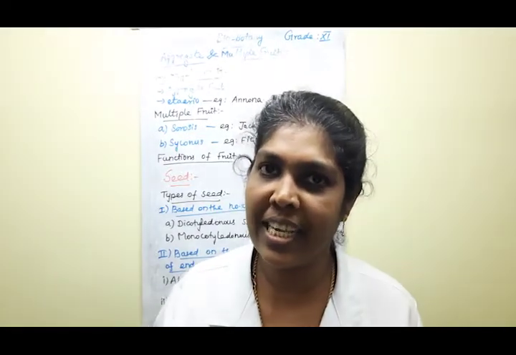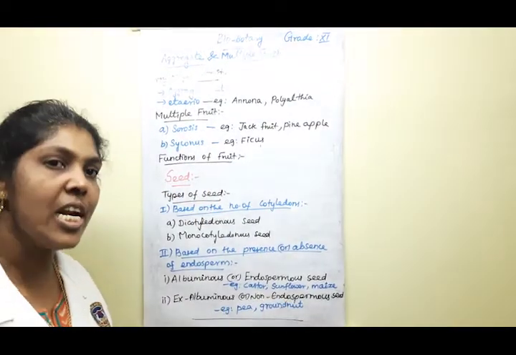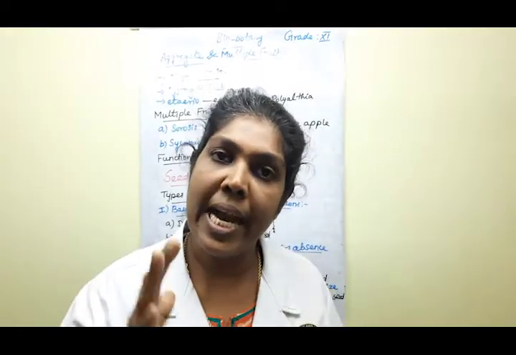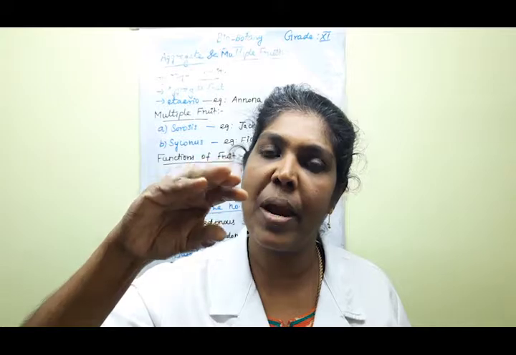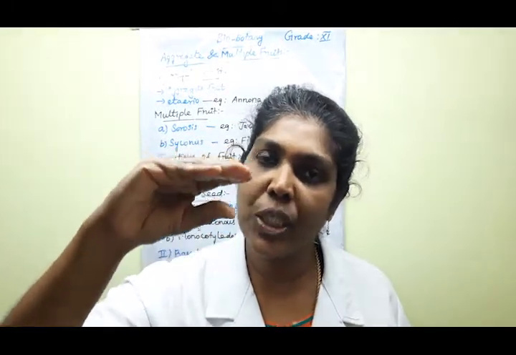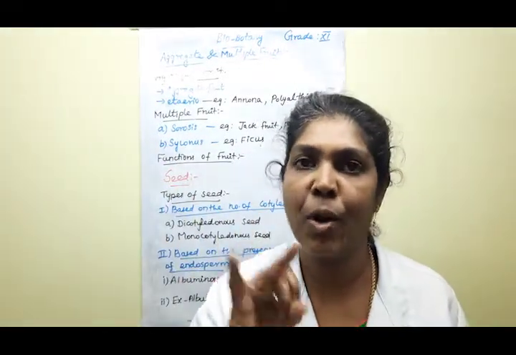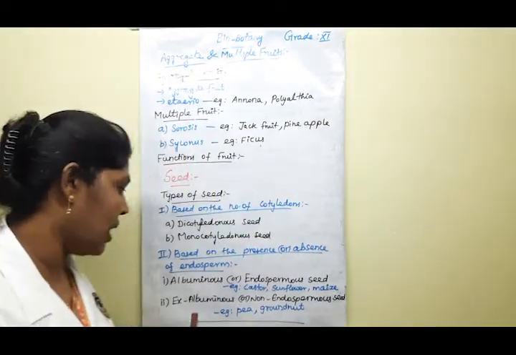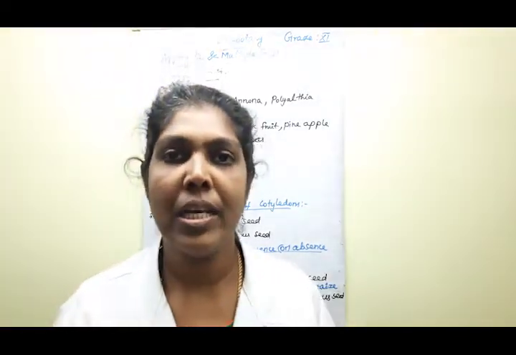Are you clear, children? Say yes or no. Yes. Next, non-albuminous or non-endospermous seeds. As I already said, they are without endosperm, and the nutritive tissue is absent. The seed is fully filled with food material, stored in a fleshy and succulent form. Understood, children? It is full of food material but there is no endosperm. Good examples are pea and groundnut. These come under non-albuminous or non-endospermous seeds. Understood? Say yes or no, students.